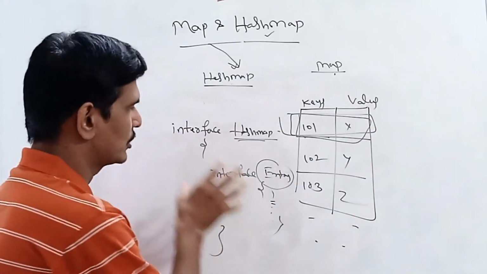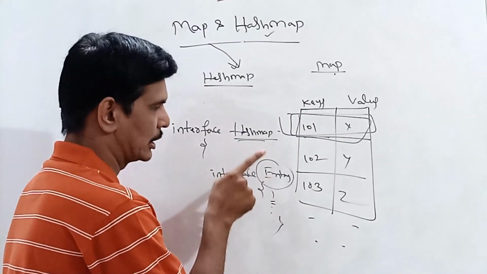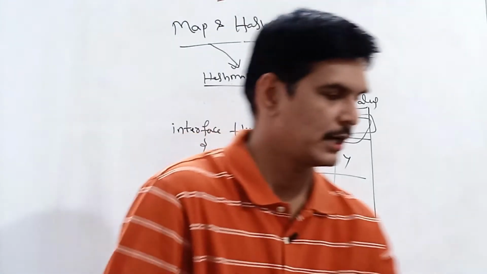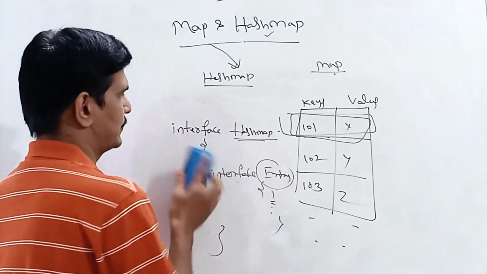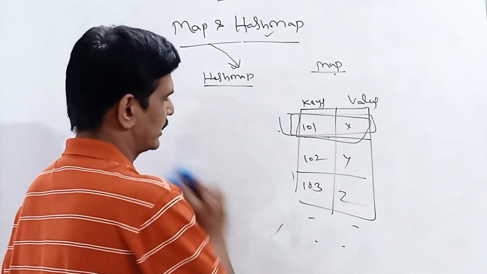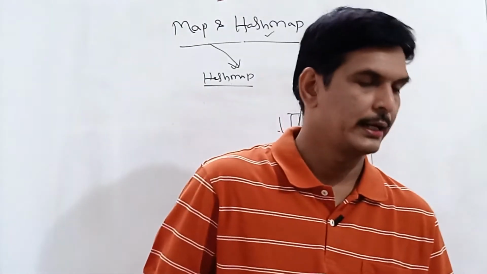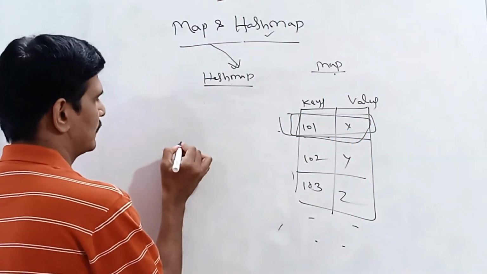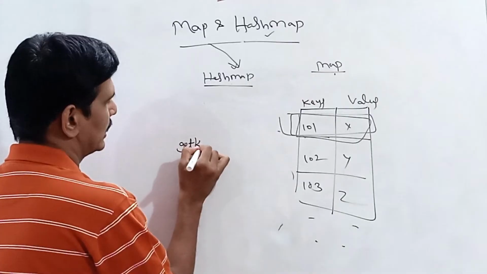Now we'll see what specific methods are available related to the Entry interface. Entry is a sub interface of the Map. So what are those methods related to the Entry interface? The first method we have is getKey.